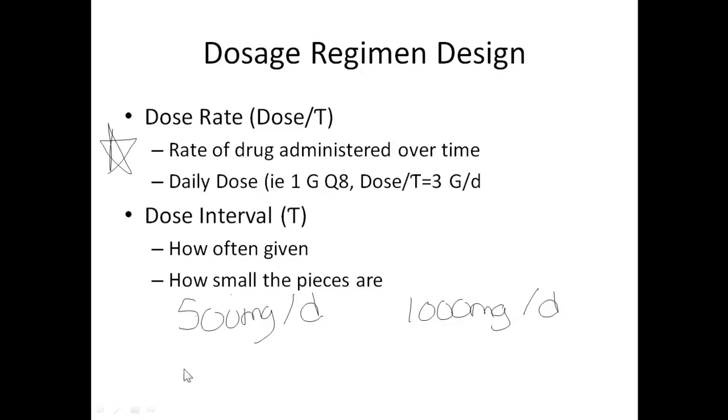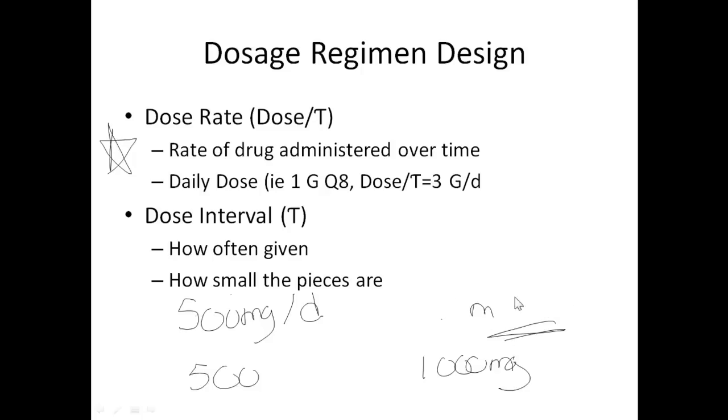However, if all I told you was that patient 1 was getting 500 milligrams, patient 2 was getting 1,000 milligrams, you wouldn't really know what to compare. Because what if patient 1 was getting it twice a day, and then patient B was just getting it once a day? That would mean they were getting the same thing. That's why we always want to put things in the form of a rate, per day, or per minute, or per hour. That way we can compare two different dose rates.